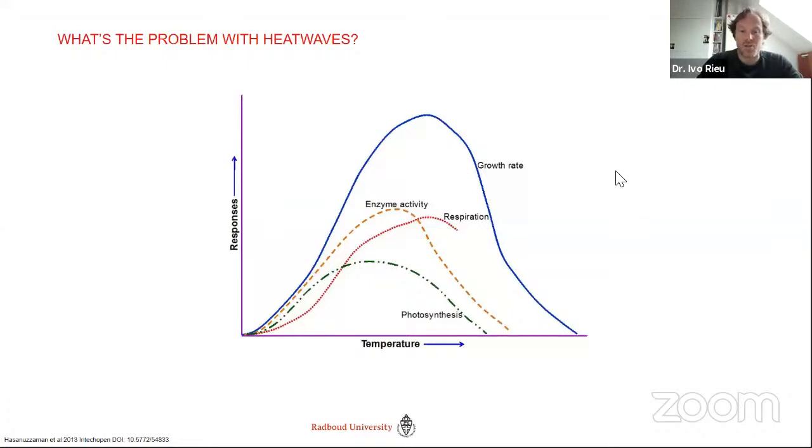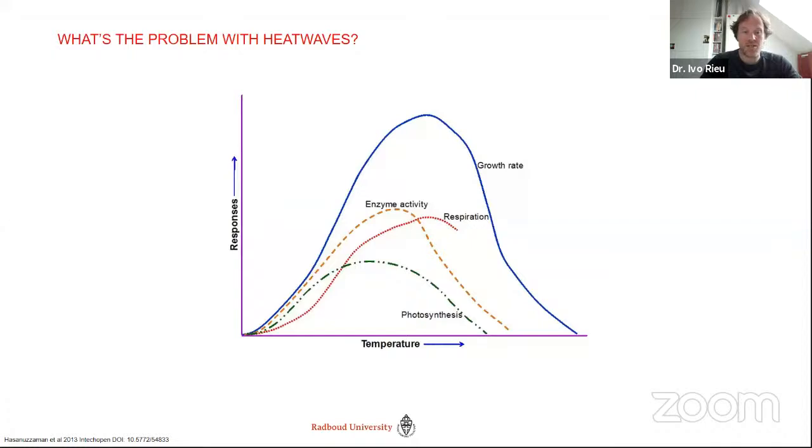So after a while, for example, enzymes start to become less effective. And this happens with all kinds of biochemical reactions in the plant. So altogether, that gives this blue growth curve that you have somewhere. There's an optimum where everything is in homeostasis, and you get the best growth rate. But if the temperature goes higher, the growth rate drops.